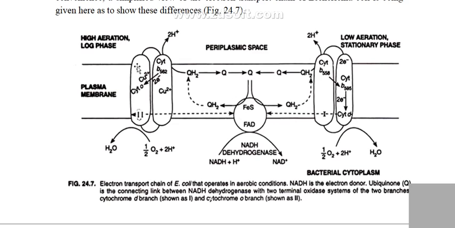Now, you have two different environmental conditions. One is high aeration, when the bacteria are growing in the log phase, and the other condition is low aeration, that is the anaerobic condition, usually when the bacteria are growing in the stationary phase. So, this is your cytoplasm. In the cytoplasm, you have protons. See, NADH plus H plus, so this is the proton. Whenever there is NADH, you have a large amount of protons.